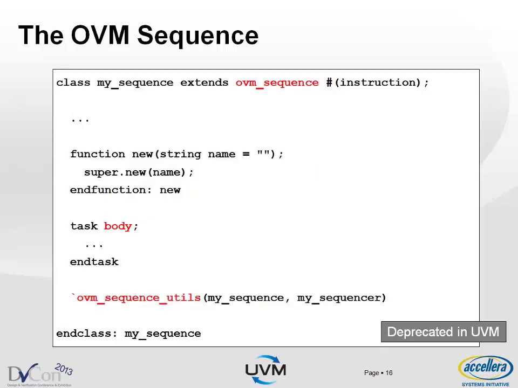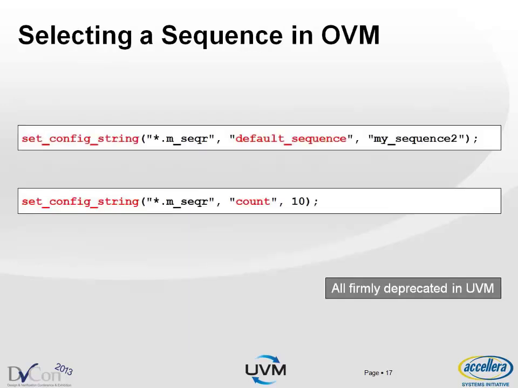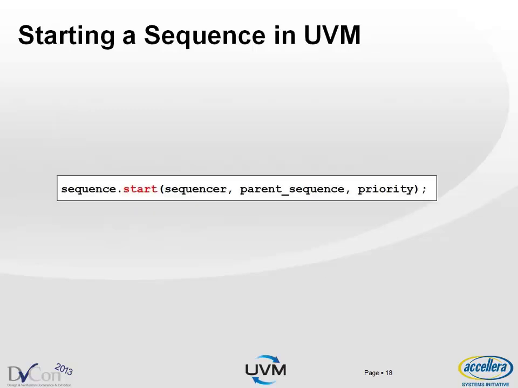It's all gone now. Also, OVM sequence utils has gone. OVM used to allow you to override the default sequence and override the count of the number of items that got generated at random by using these setconfig string calls. This stuff has all been deprecated in UVM. There's a different way of thinking about running sequences in UVM. In UVM, conceptually, it's very, very simple. If you want to run a sequence in UVM, you start the sequence on a sequencer. You say sequence.start sequencer. That's fundamentally the way of running a sequence on a sequencer in UVM.